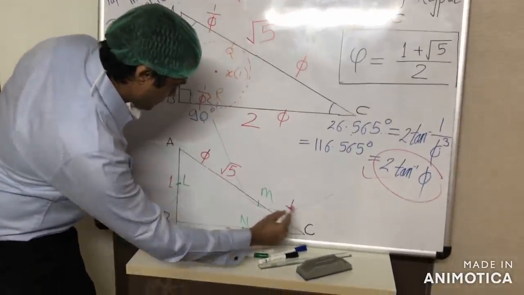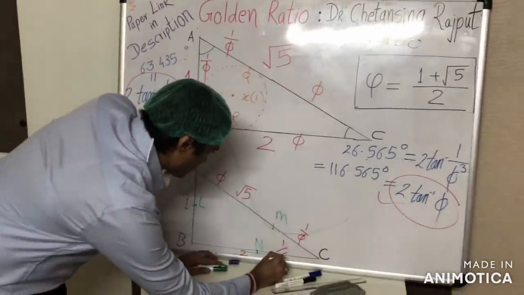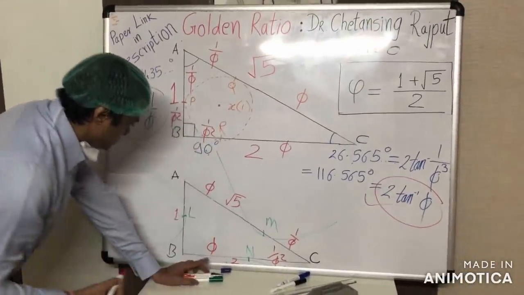This distance here, and C, this is equal to 1 upon phi squared. This distance BN is equal to the golden ratio.